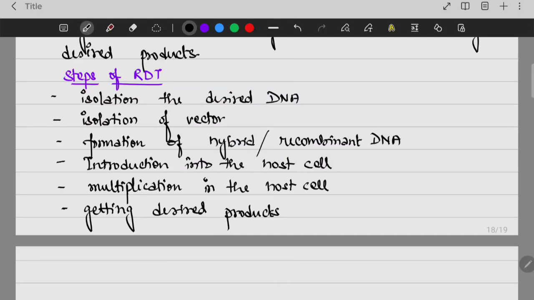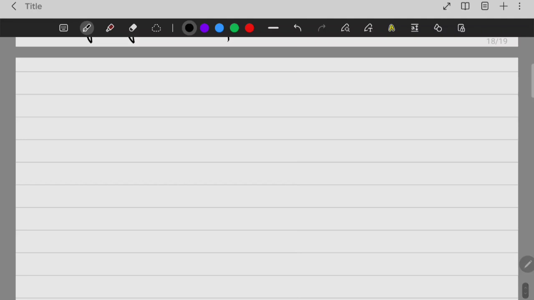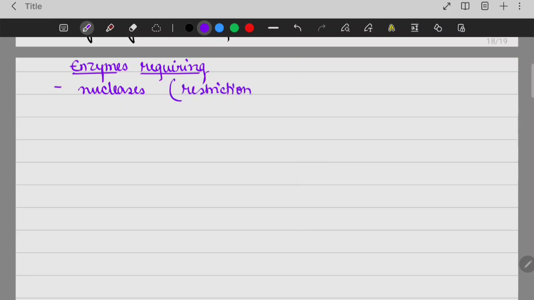Now there are different enzymes we are using for its action. Okay, and different vectors we are using. So I would write these points, then after I will discuss each and every step of the recombinant DNA technology. So the enzymes required are the restriction endonuclease, nucleases, I would say. Okay, or I would say restriction endonuclease.